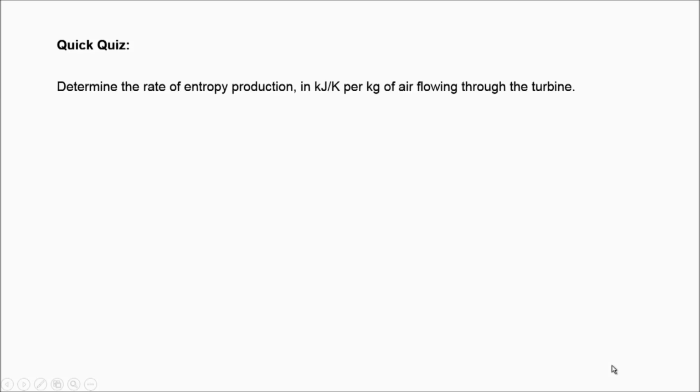Quick quiz. Determine the rate of entropy production in kilojoules per kilogram Kelvin of air flowing through the turbine. You may want to stop the video at this point to calculate the answer. The answer is 0.105 kilojoules per kilogram Kelvin. Hopefully, this agrees with the answer you obtained. If not, review this video carefully and check your calculations.